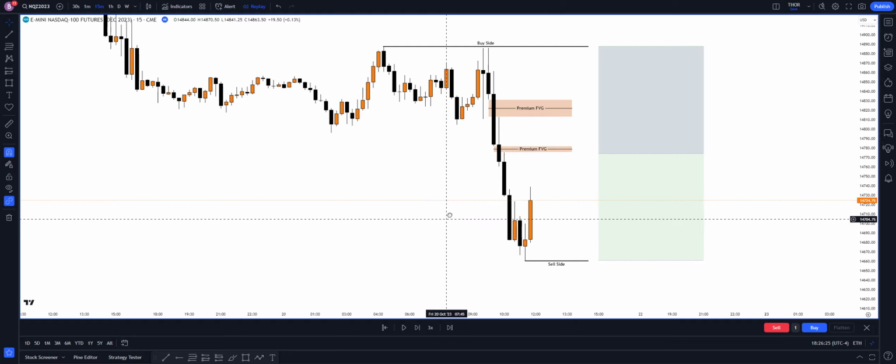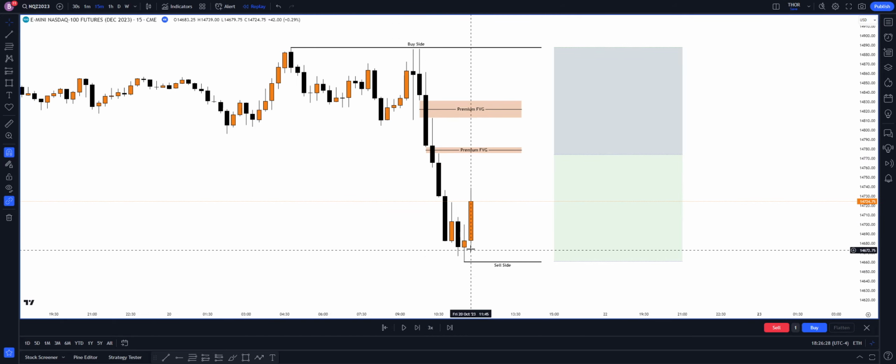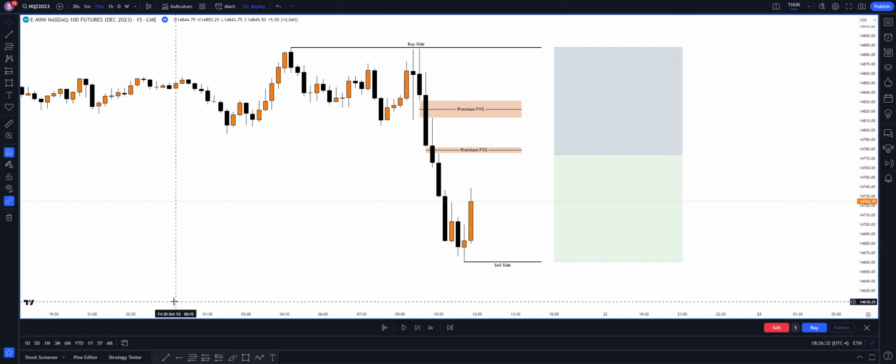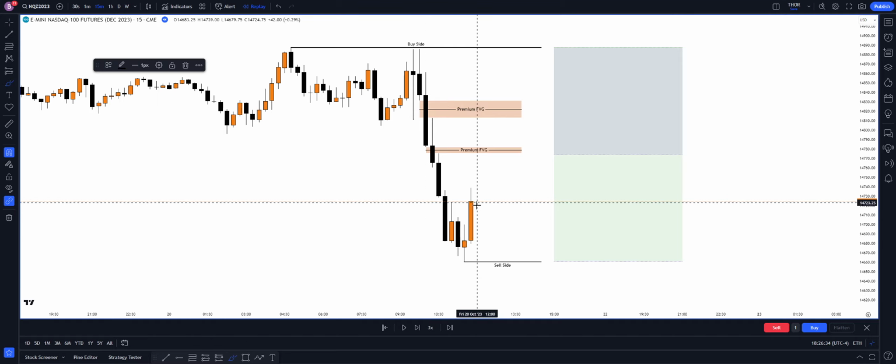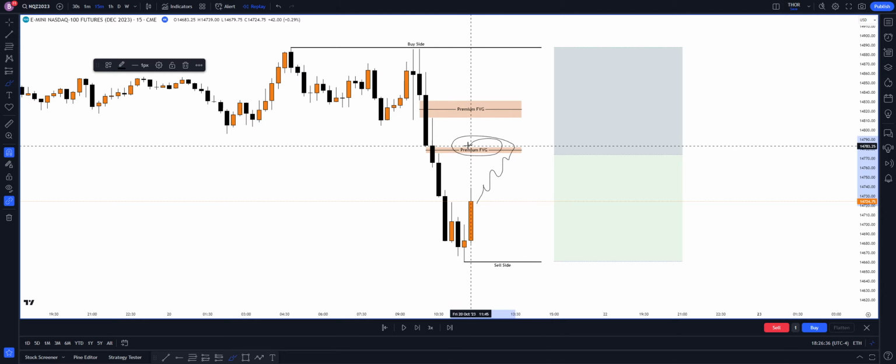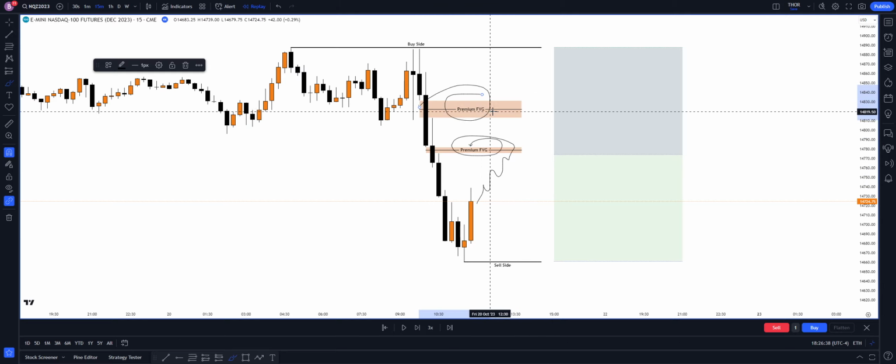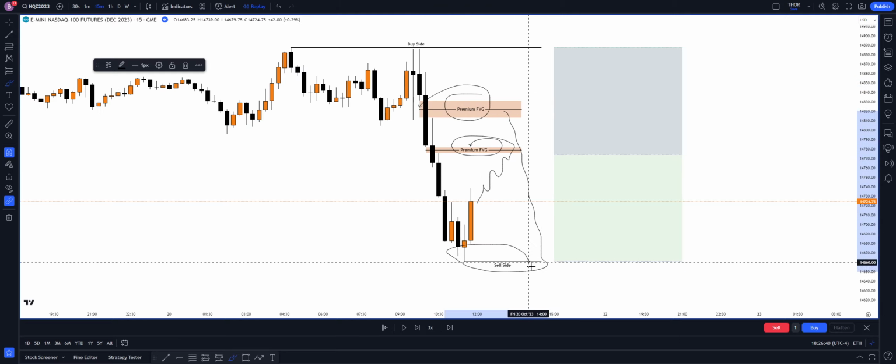Not a premium fair value gap. Cool. So now for the afternoon session, this is the 11:45 a.m. candle. For the afternoon session, I would like to see a retracement into either this fair value gap or this fair value gap. Then I would like to short into the sell side there. Let's see what happened.